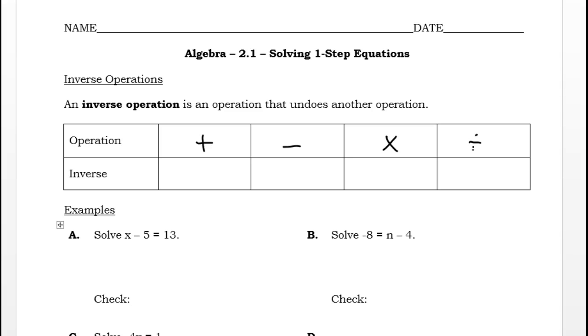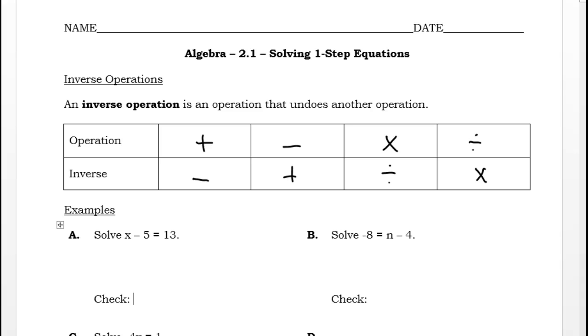So basically the opposite. So if the operation we're talking about is plus, the opposite of plus is minus, and the opposite of minus is plus. To undo a plus or a minus, you use the opposite one, the inverse. The opposite of times is divide, and the opposite of divide is times. So again, to undo a times, you do a divide, and to undo a divide, you do a times.